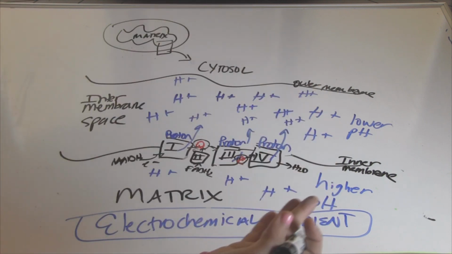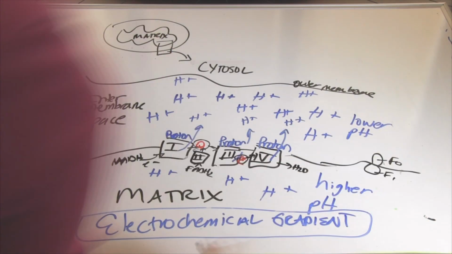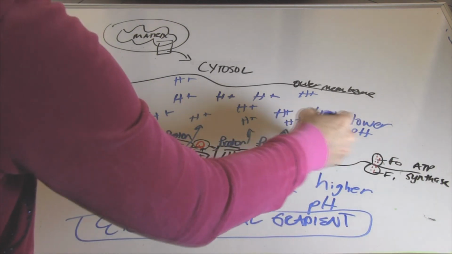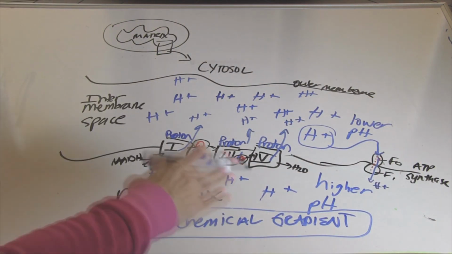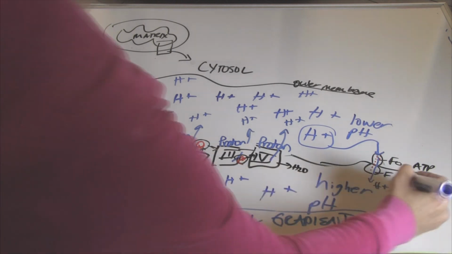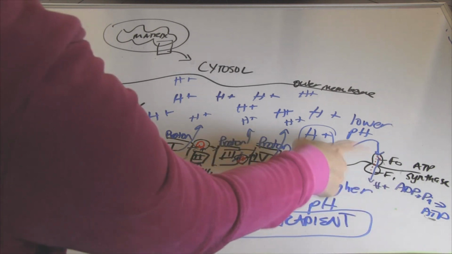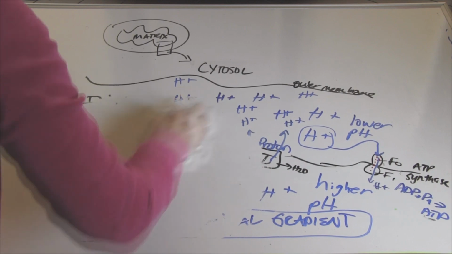All right, so what do we do with this gradient? Here, we have ATP synthase, which is an enzyme that's actually a channel protein. And what will happen is these hydrogens will diffuse through this channel back into the matrix. And when they do that, we're going to catalyze that reaction and create ATP. We're dumping ATPs into the matrix. Okay, enough of an overview. Let's get to the actual steps.